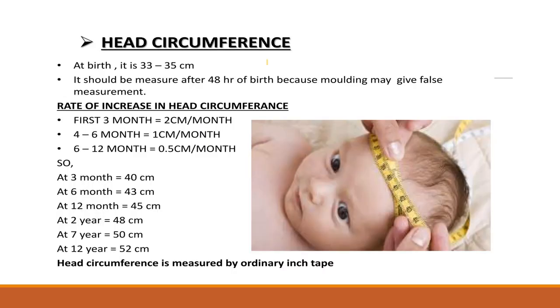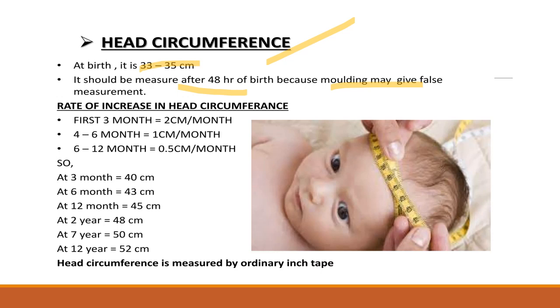Next, how to assess the head circumference. Normal head circumference at birth is 33 to 35 centimeter. The head circumference should be assessed after 48 hours of birth because molding may cause false measurement. What is molding? During delivery, the baby's bones will be overlapping, so it will give a false measurement.